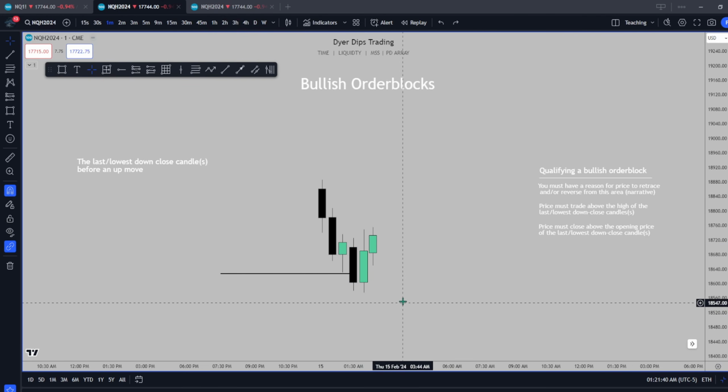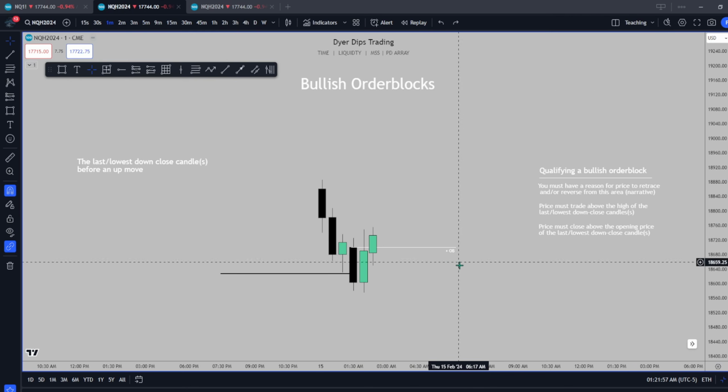So if we place another candle here, we can see that this candle not only has already traded above this high, but we also close above the opening price of this down close candle right here. Therefore, we can now qualify this candle as an order block. Now, we're not going to wait for price to come all the way back up here and then retest that, because that's a great way to get wrecked.